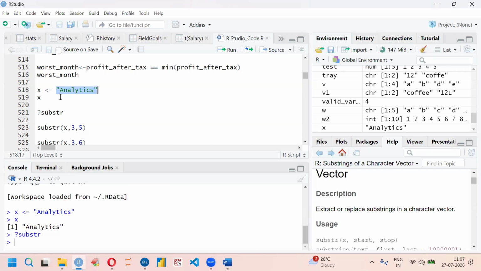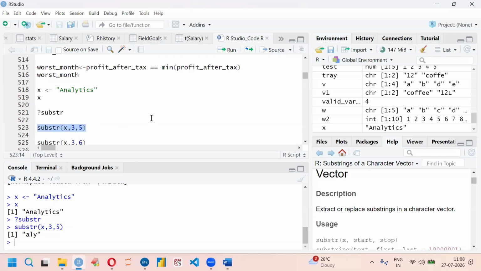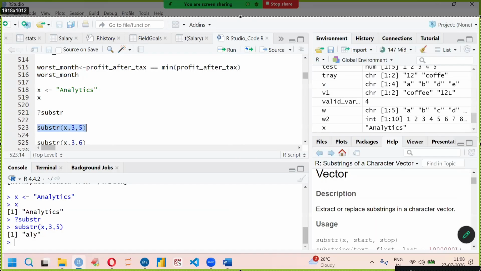If you see, the value of x is nothing but analytics. Now let us ask substring x comma 3 comma 5. Let us see what we are going to get. We are going to get A L Y. So this is what we got. Why did we get A L Y? What is the reason, and what is this substring? Let us try to analyze that.